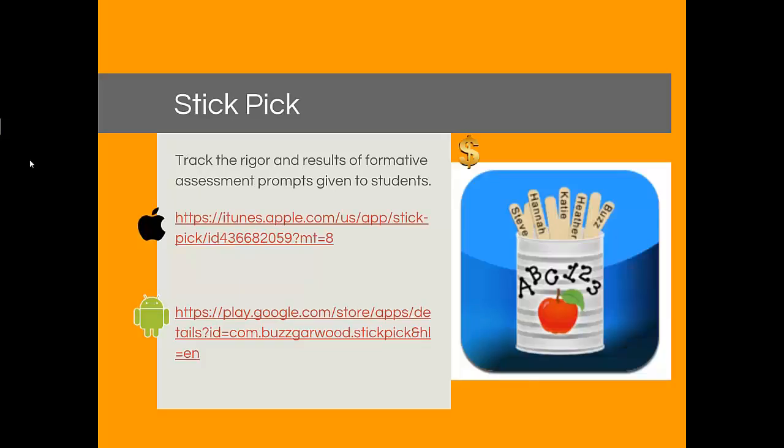At $3.99, StickPick is an app that lets you randomly choose a student. It's similar to what we used to do with a can of sticks. You tap it, you swipe it, you shake it, you pick out a student. The StickPick app does have some question starters for you to ask students. You can choose the different levels of Bloom's taxonomy. You can record how well a student responds during the classroom discussion.